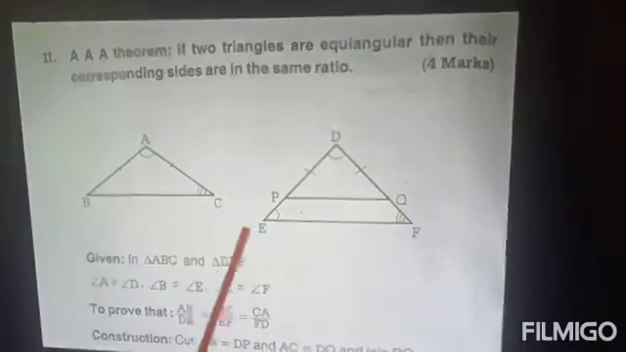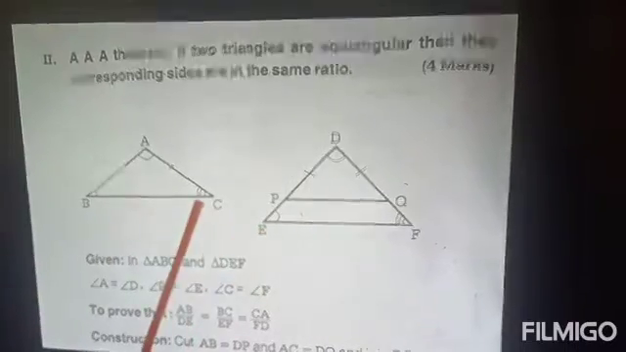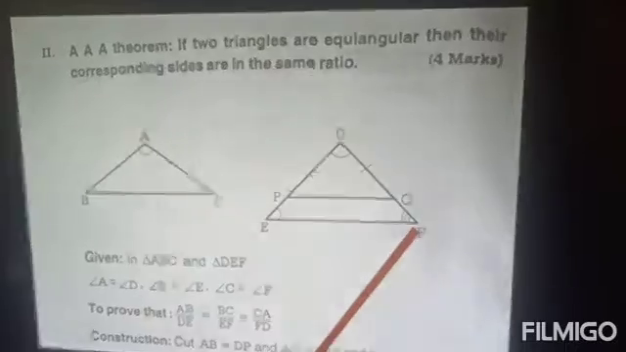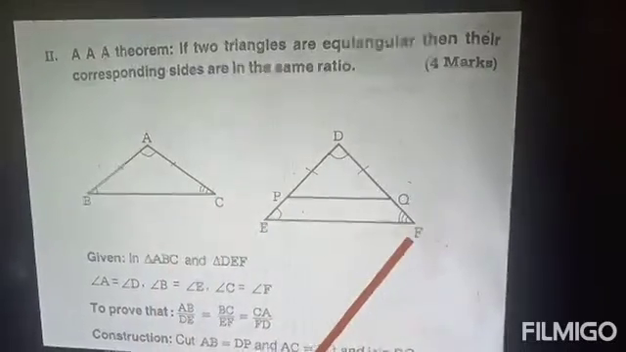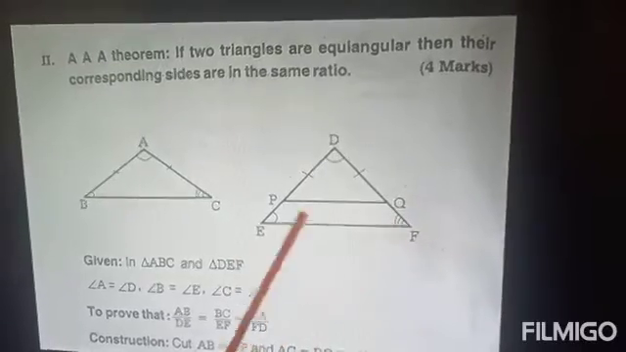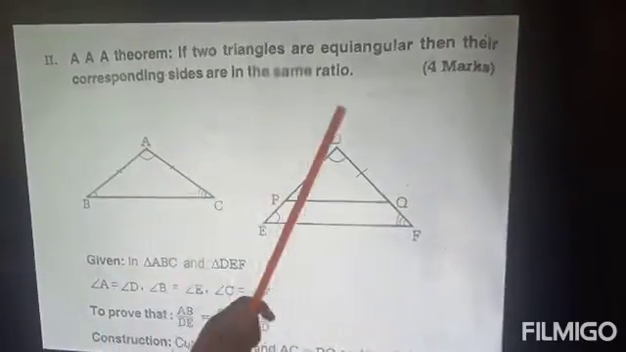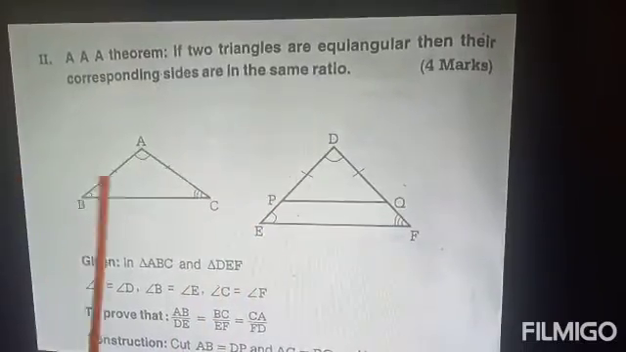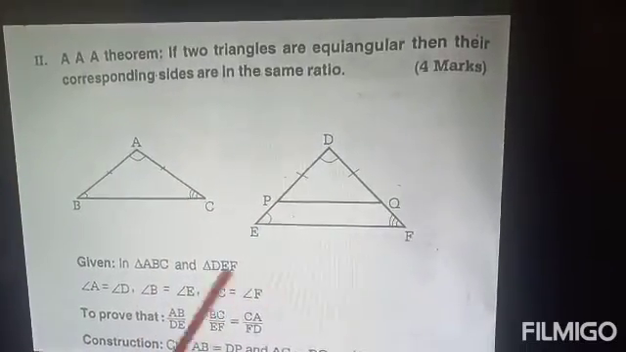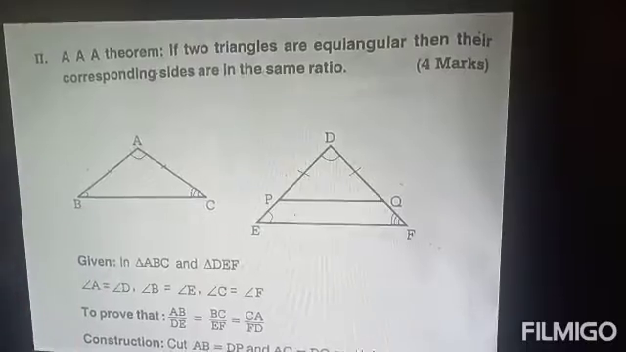Therefore, angle B is equal to angle E. Angle C is corresponding to F. Therefore, angle C is equal to angle F. These two triangles are equiangular. Then their corresponding sides are in proportion. That we have to prove.